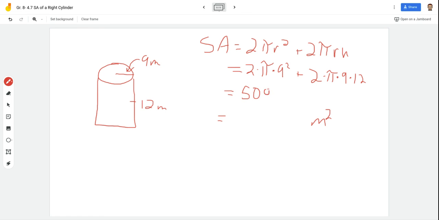So 508.94, and we would add 2 multiplied by pi, multiplied by 9, multiplied by 12, 678.58. Add those two together. And we get 1,280.58 meters squared.